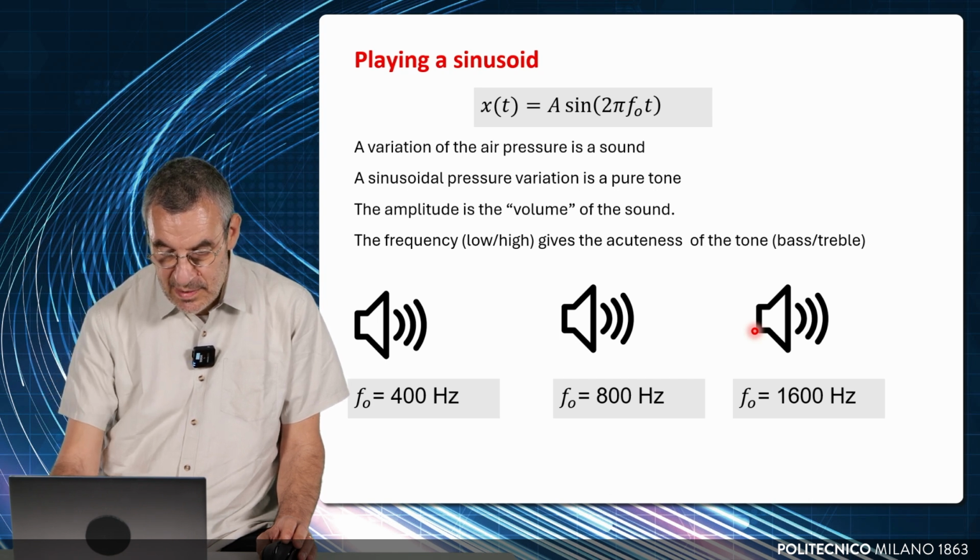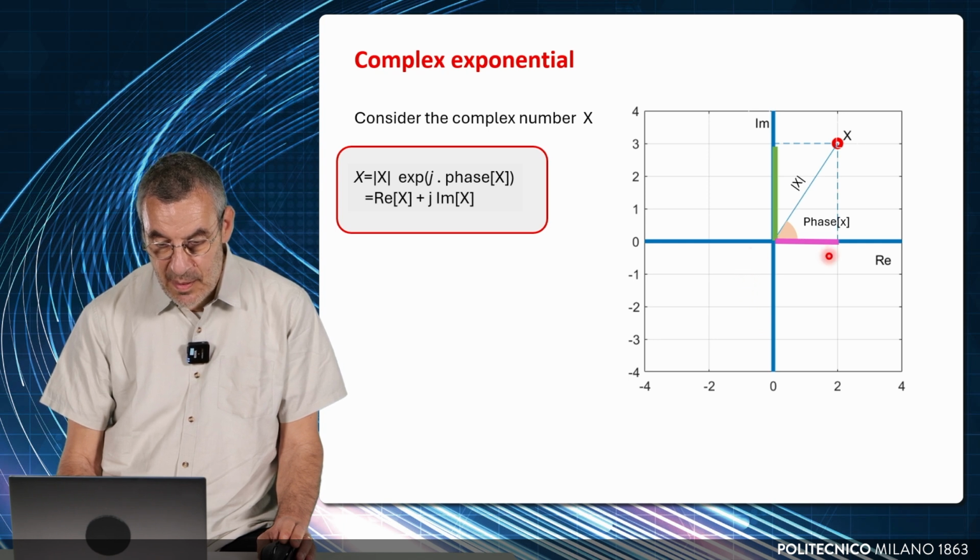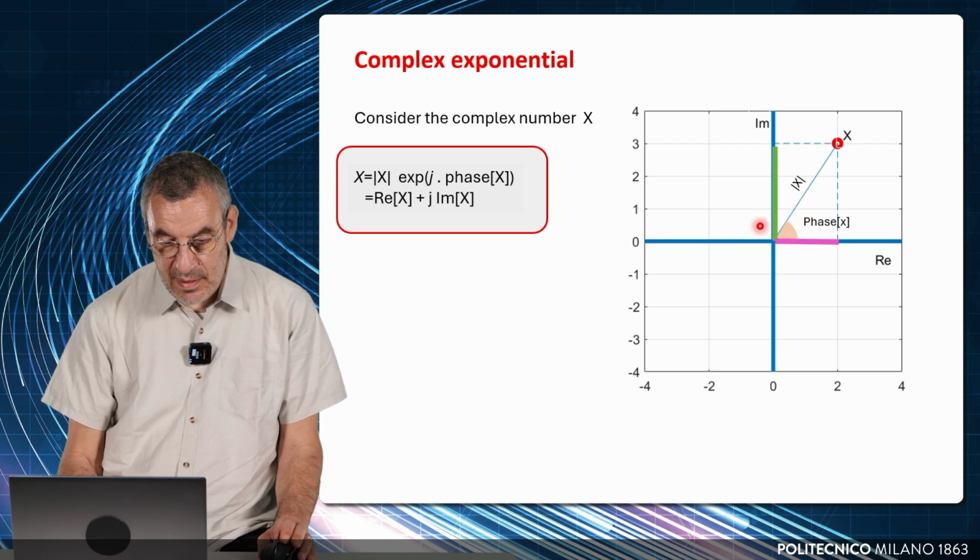Let's go to the last of these elementary signals, which is the complex exponential. So this plane is where you can represent the complex numbers. So a complex number can be seen like a real part and imaginary part, or a modulus, which is the distance from the origin and the phase. So the two representations are equivalent, and we have here both of them.